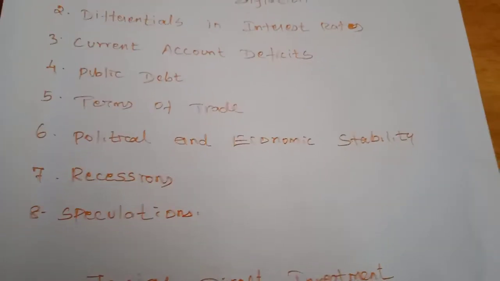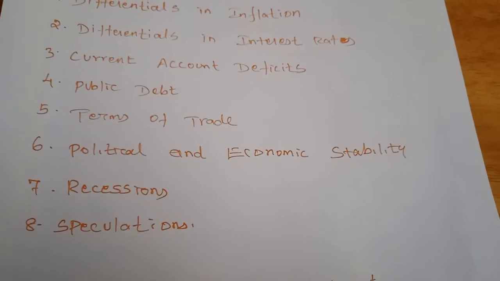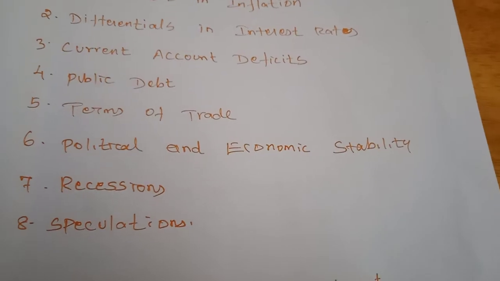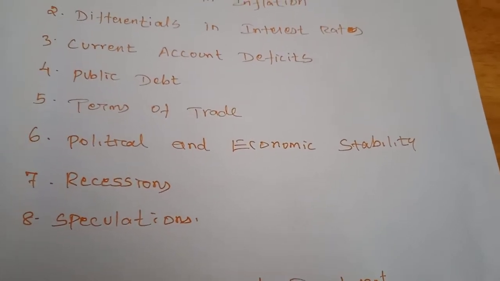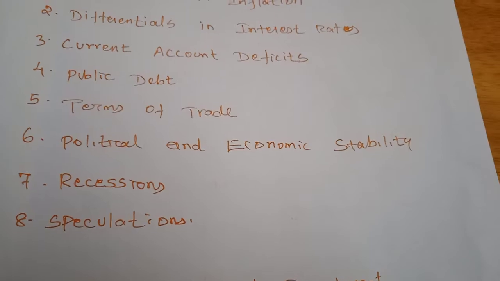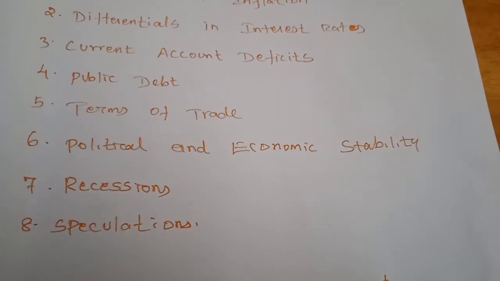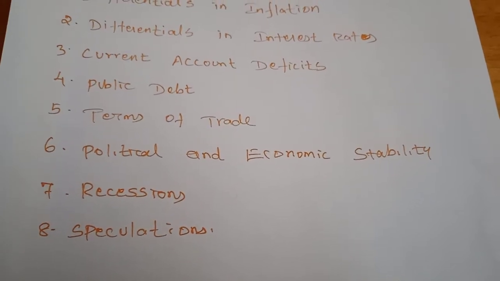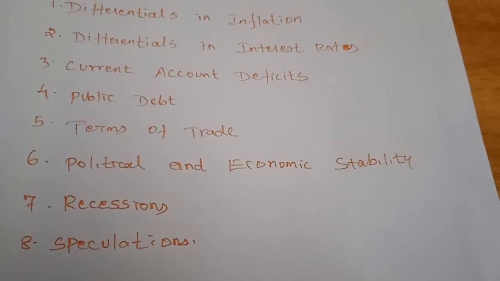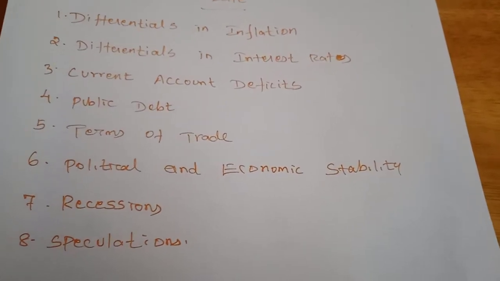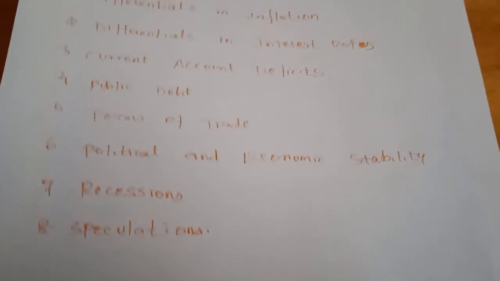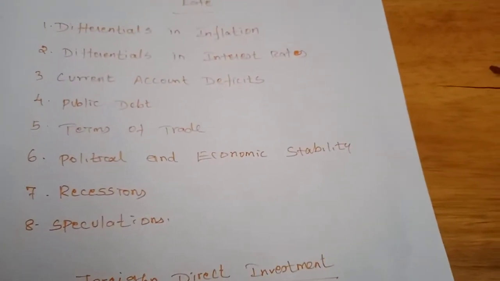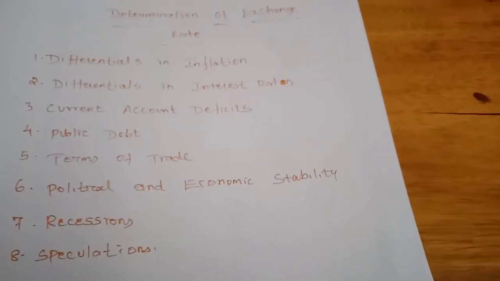Suppose a foreign investor predicts that the value of our money is going to increase, he will come to our nation to make the investment. So on the basis of the speculative mind, we will get some foreign investment. Because of that, our money value may also increase. So these are the 8 reasons that determine the foreign exchange rate.